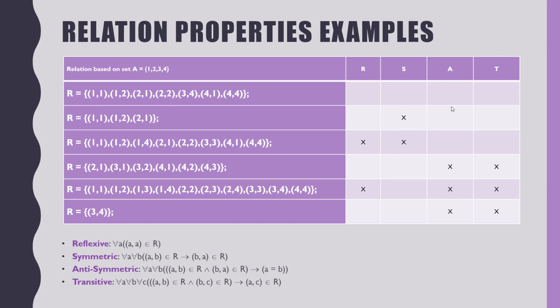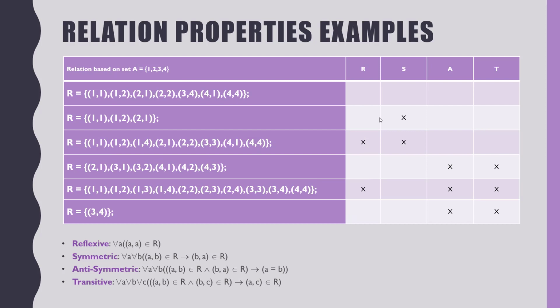Again, I think the reflexive is pretty straightforward. We have the set 1, 2, 3, 4, which means there better be a 1, 1, a 2, 2, a 3, 3, and a 4, 4. 1, 1, 2, 2, 3, 3, 4, 4. Bam, it's reflexive. Easy enough.